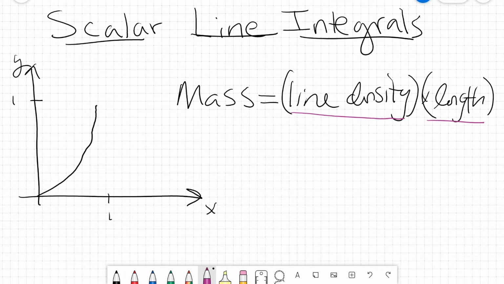Well, we could if the line density was constant, but what if instead it was a function of x and y? So that for any given point on this line, we could possibly get a different density. What do we do then? Well, here's an idea. Why don't we chop up our string into tiny pieces? Let's now zoom in into one of our small pieces.